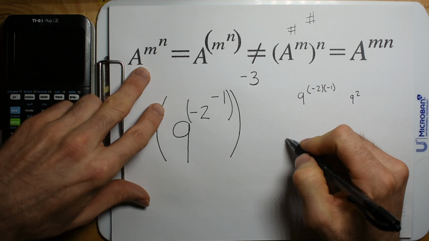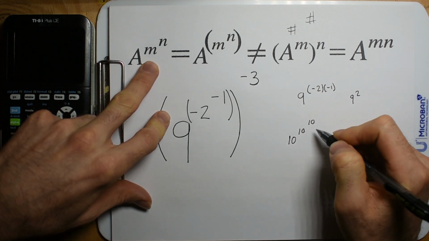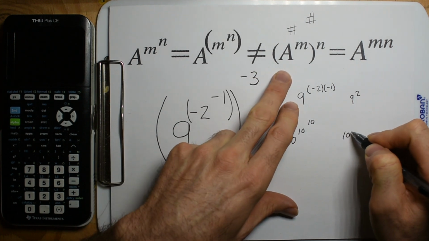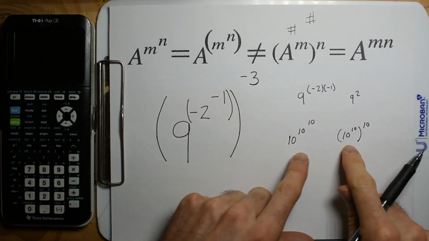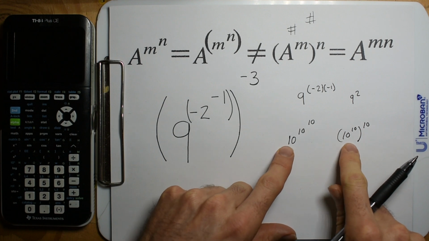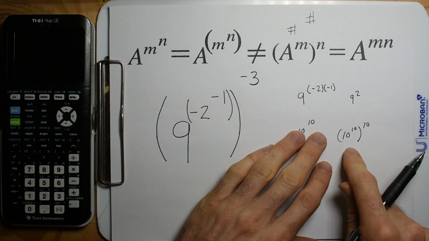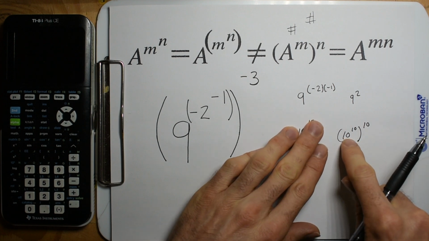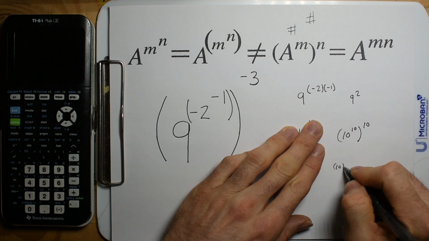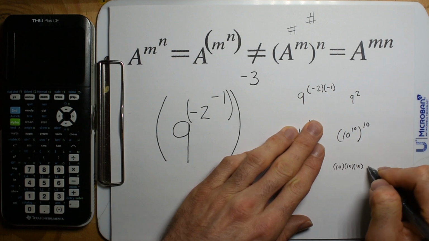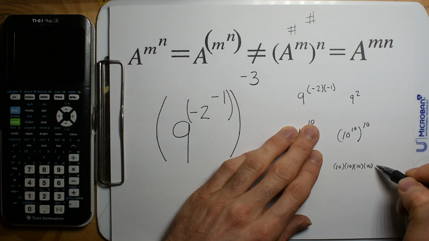So let's compare 10 to the 10 to the 10, compared to 10 to the 10 and then to the 10. It's not so obvious which one is incredibly huge and which one isn't. So I think a good strategy, well, let's do this. This is 10 to the 10. So that's going to be 10 times 10 times 10 times 10, and you're going to have that 10 times.